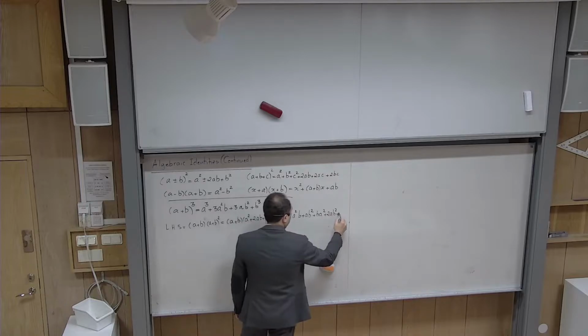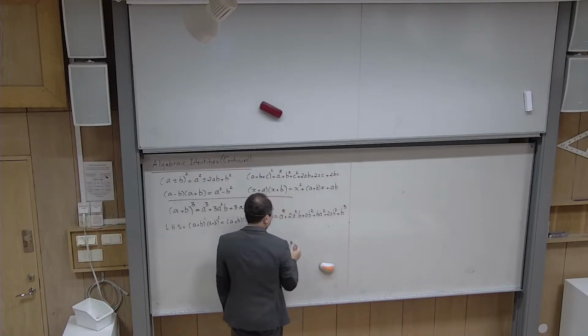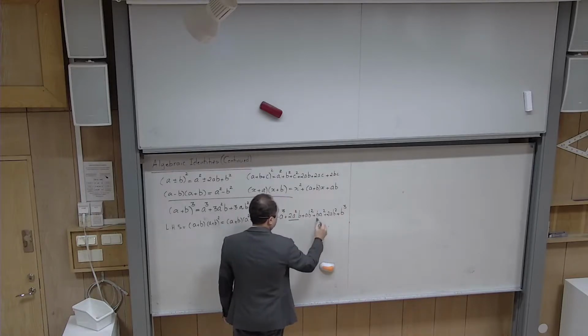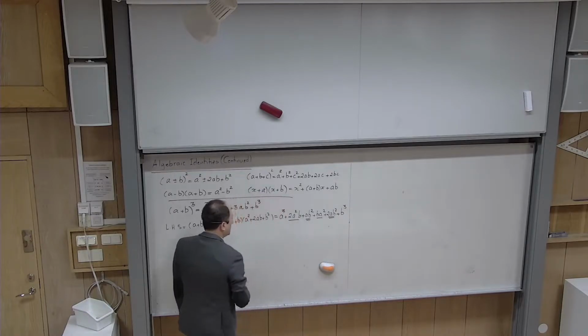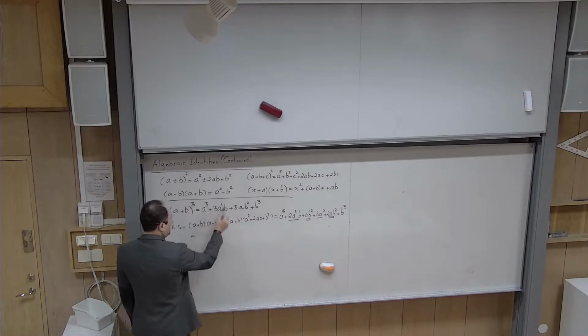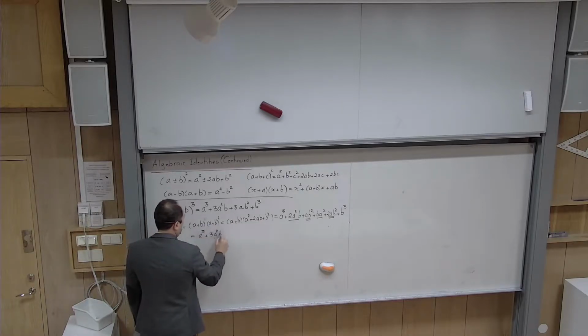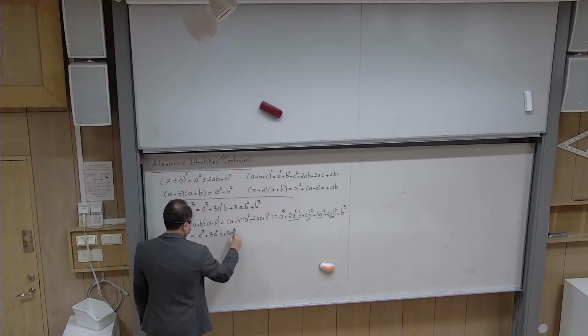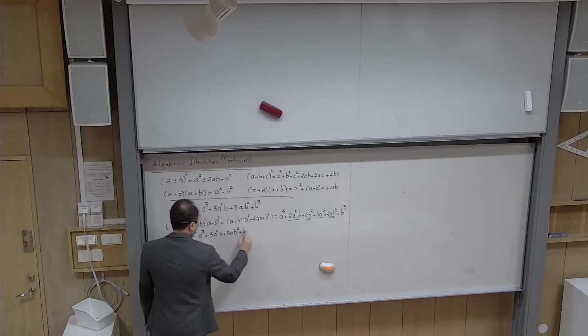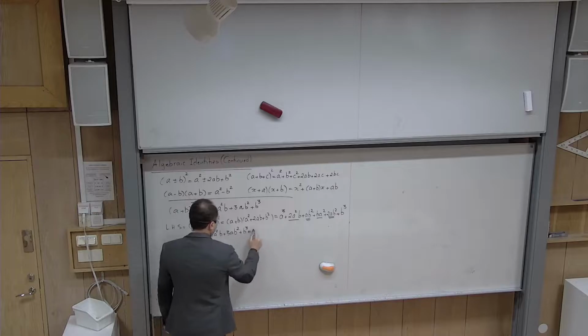And then finally b cubed. And then I realize this one and that one are similar. These two terms are also similar. So if I combine them, I will get the answer. Yeah, so this becomes a to the 3 plus 3a squared b plus 3ab squared. And then finally plus b cubed. And that's the right hand side.